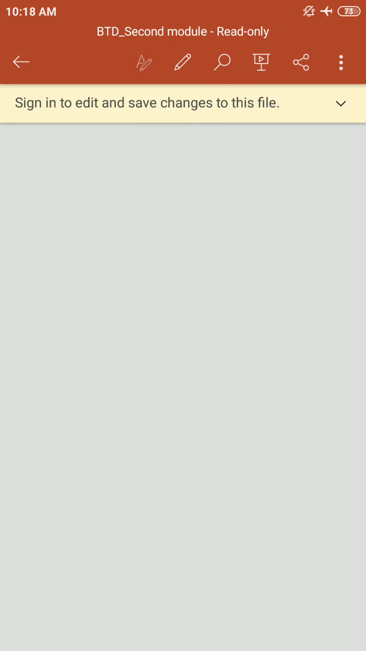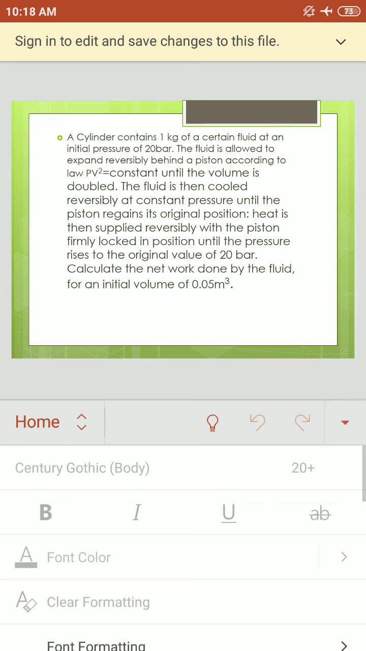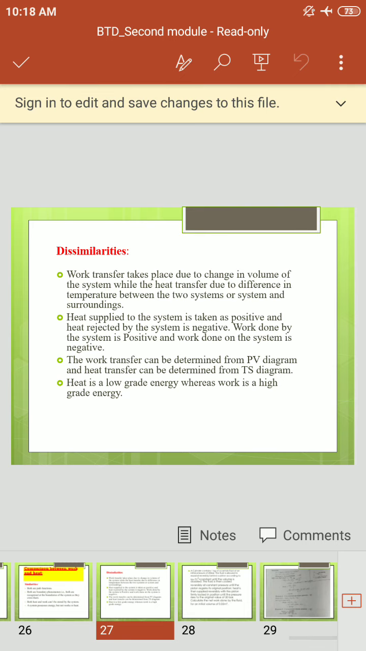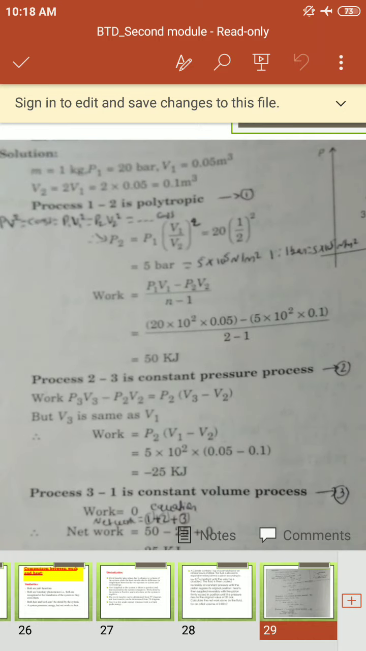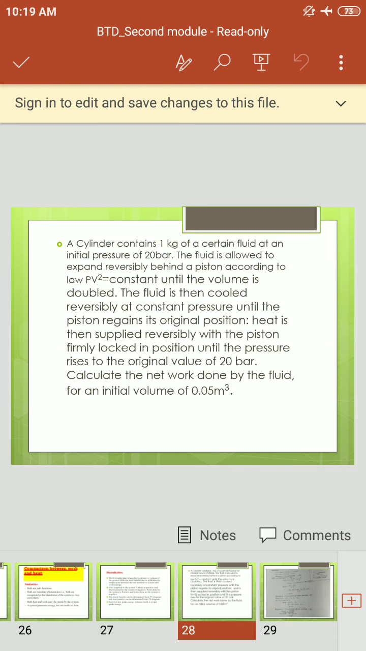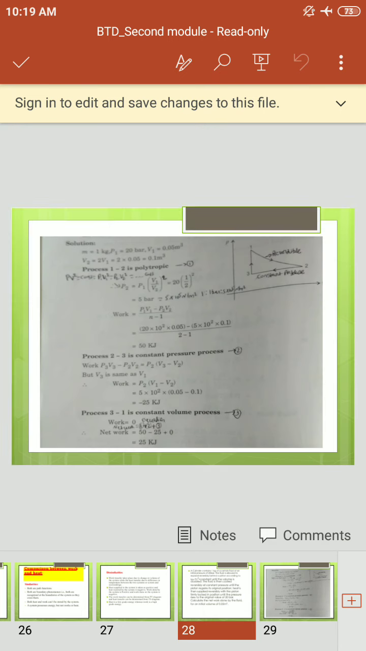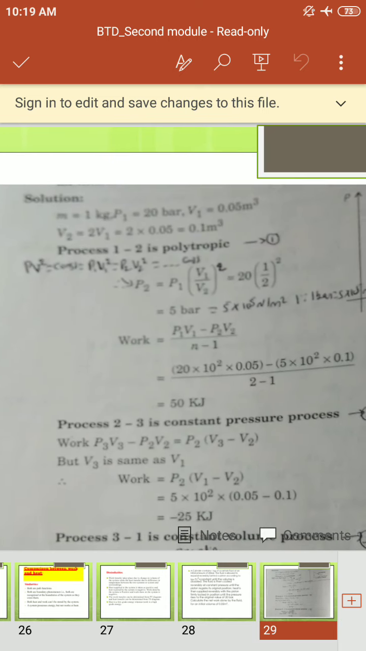Okay. First, what are the given data? A cylinder contains 1 kg of solvent fluid. 1 kg is your mass here. Therefore, M equals 1 kg. At an initial pressure of 20 bar. Initial pressure means P1 here. That P1 should be 20 bar. P1 equals 20 bar.